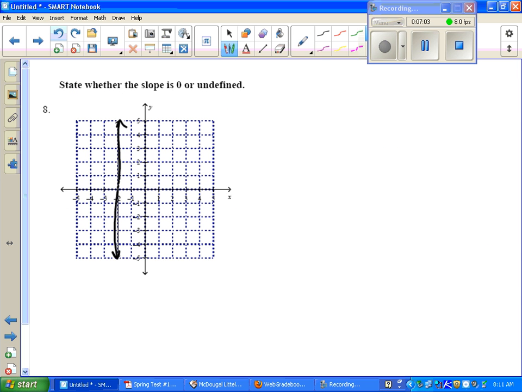Then number 8 says, is it 0 or undefined? Remember, you can write the words no slope on that vertical line. You can make a capital N for no slope. That means it's undefined. Or you can use 2 points and show that while there may be some amount going up and down on the top, there is a 0 value on the bottom of that equation because you're not going left or right at all, and you can't have that. So this will be undefined for number 8.